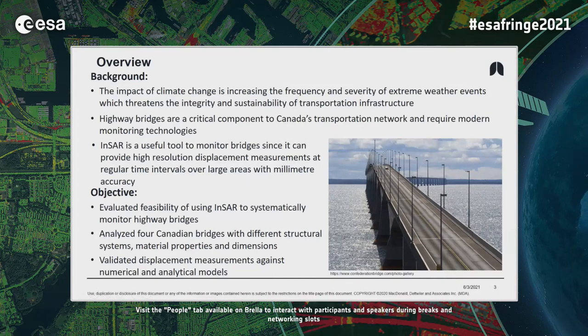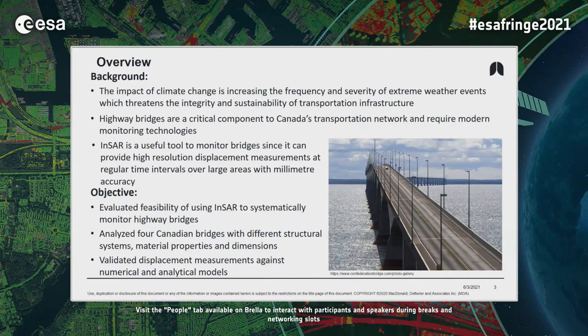So just a quick overview, a little bit of background. We know the impact of climate change is increasing the frequency and severity of extreme weather events, which threatens the integrity and sustainability of transportation infrastructure. Highway bridges are a critical component of Canada's transportation network and require modern monitoring technologies to provide warning against potential failures and identify aging infrastructure.